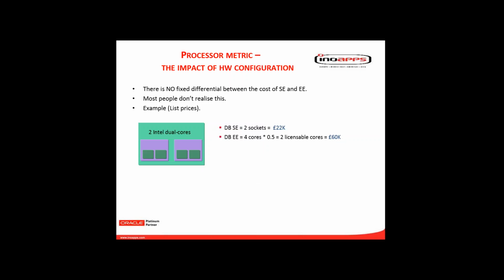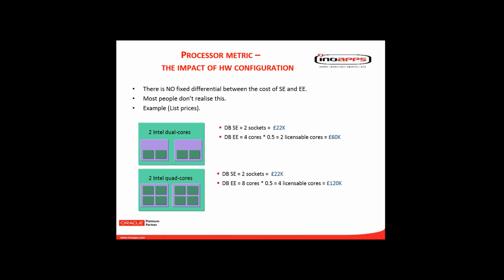So here's a scenario where we've got a server with 2 sockets, that's the purple boxes, and dual cores, so they're quite old-fashioned. So for standard edition, we're talking about 2 sockets, as we've said. That's 22K roughly. Enterprise, we've got 4 cores times 0.5. That's 2 licensable cores. That's 60K. Now, if we upgrade that hardware, or we can't get the dual cores, in fact, and we put in quad cores, and goodness knows, now we're talking about even bigger numbers, obviously 6, 8, 12, 16 cores per processor.